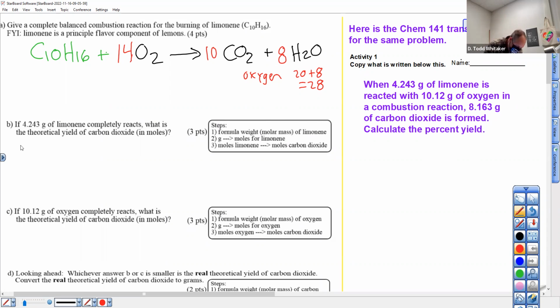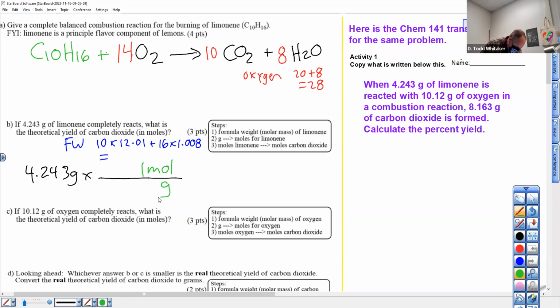4.243 grams. We're going to need a formula weight, right? FW is going to be 10 times 12.01 plus 16 times 1.008. And somebody's going to work that out for me, and I'm going to set up the next part. 4.243 grams times 1 mole of stuff for every how many grams? Have you worked it out yet for me? 136.228 grams.